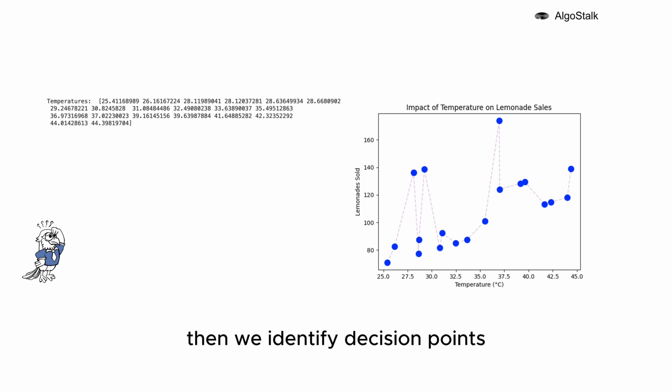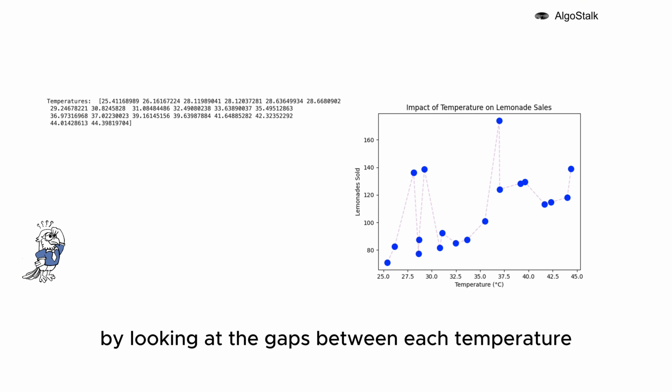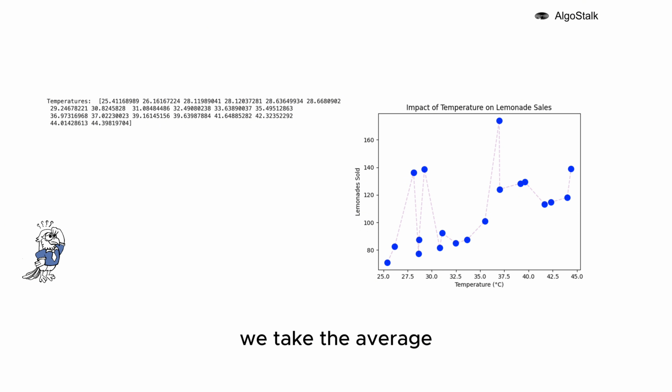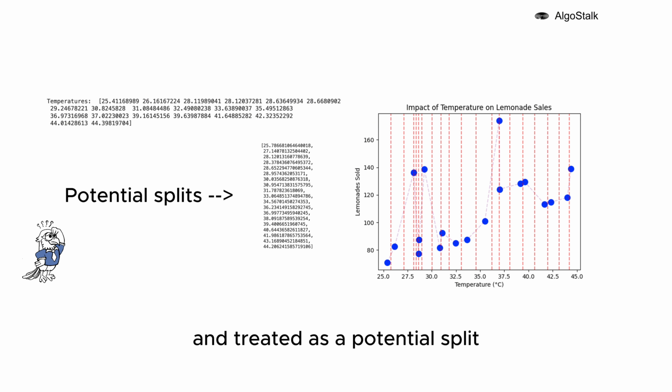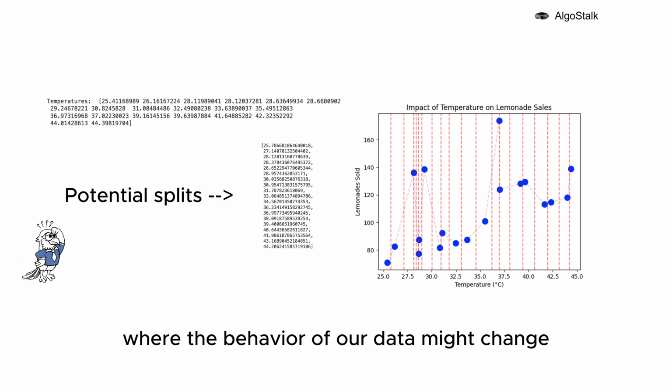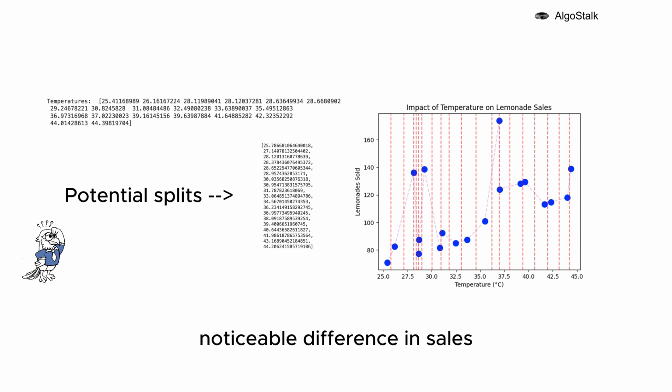Then, we identify decision points by looking at the gaps between each temperature. We take the average, or middle value, between two consecutive temperatures and treat it as a potential split. Each of these split points is a moment where the behavior of our data might change, where the temperature could start to make a noticeable difference in sales.